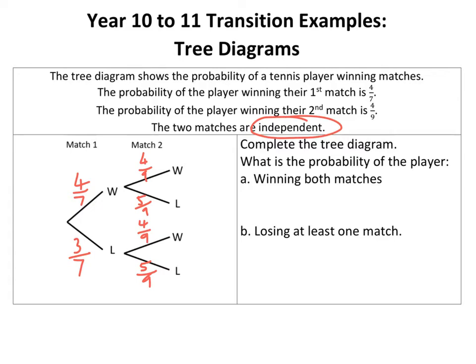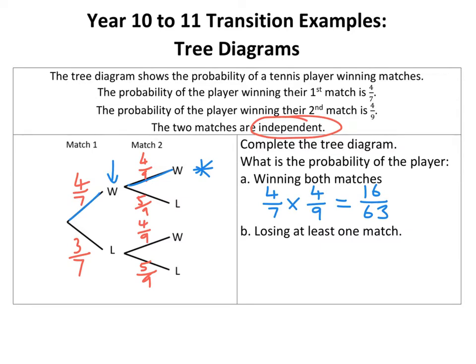Okay, so complete the tree diagram, done that. What is the probability of the player winning both matches? So winning both matches is this one. So win-win. I've got to travel along here and then along here. Now, 4/7 of the time he wins the first match, and then of those 4/7, 4/9. Okay, you win those. So 16 out of 63. We multiply along the branches because 4/7 of the results are here, and then I want 4/9 of those 4/7.